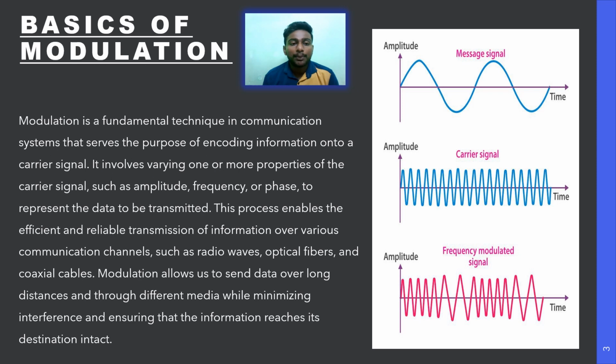Okay, now let us know about the basics of modulation. Modulation is a fundamental technique in a communication system that serves the purpose of encoding information onto a carrier signal. It involves varying one or more properties of the carrier signal such as amplitude, frequency, or phase to represent the data to be transmitted. This process enables the efficient and reliable transmission of information over various communication channels such as radio waves, optical fibers, and coaxial cables. Modulation allows us to send the data over a long distance and through different media while minimizing interference and ensuring the information reaches its destination intact.